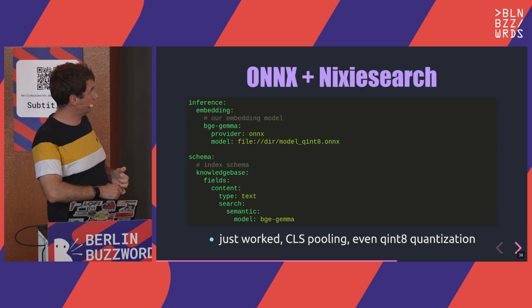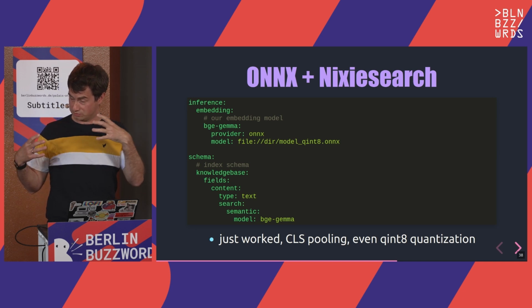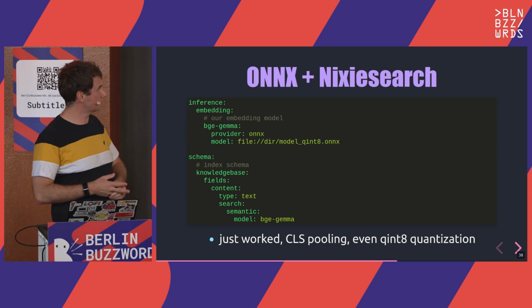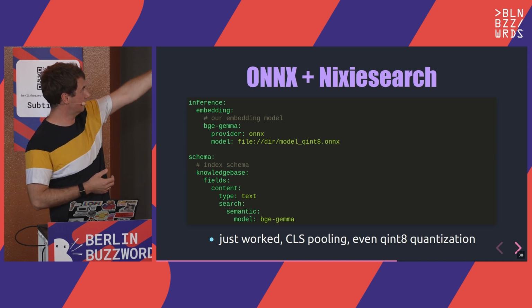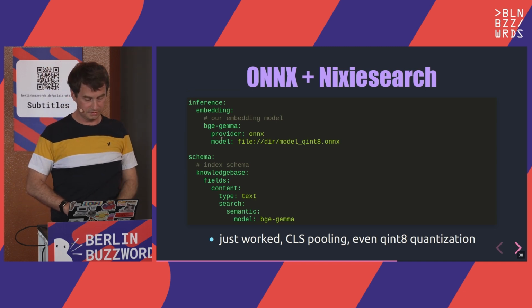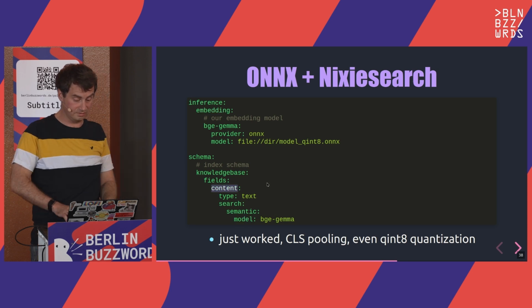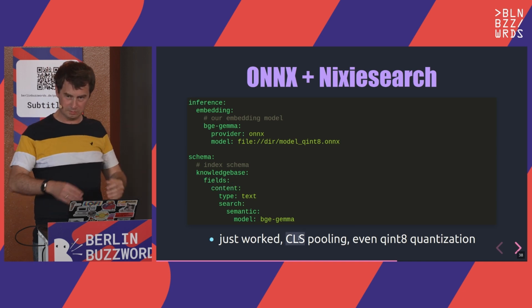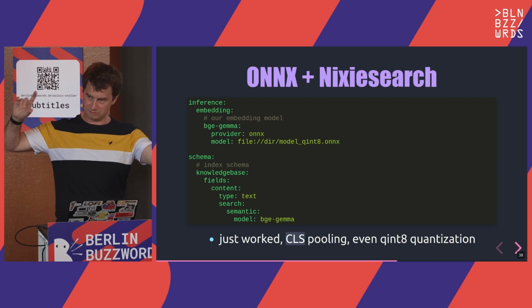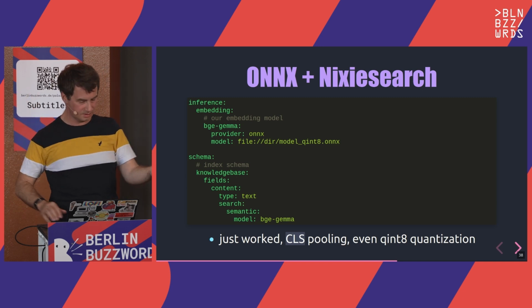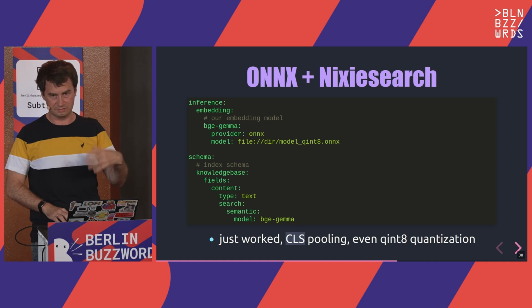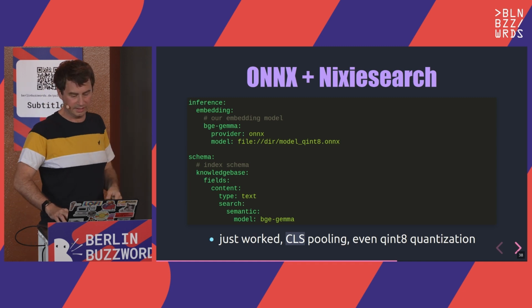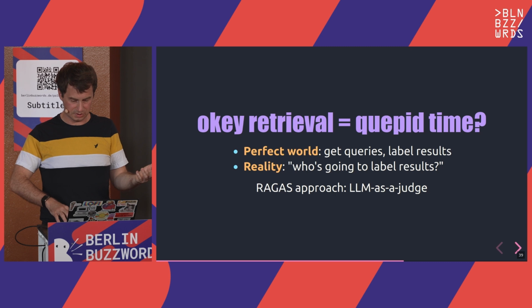And then plugging it in Nixie Search, I was expecting that I need to struggle a lot to make this work, but surprisingly, that's all I did. So it's just a file plugged as a part of an inference, as a custom embedding model, referenced as a model for the field called content, and that's actually it. The only thing is it uses a very specific way of pooling, so it's not pooling across all the tokens, but only on the last token. But this is also something some embedding models already do, so it's not requiring extra implementation there.